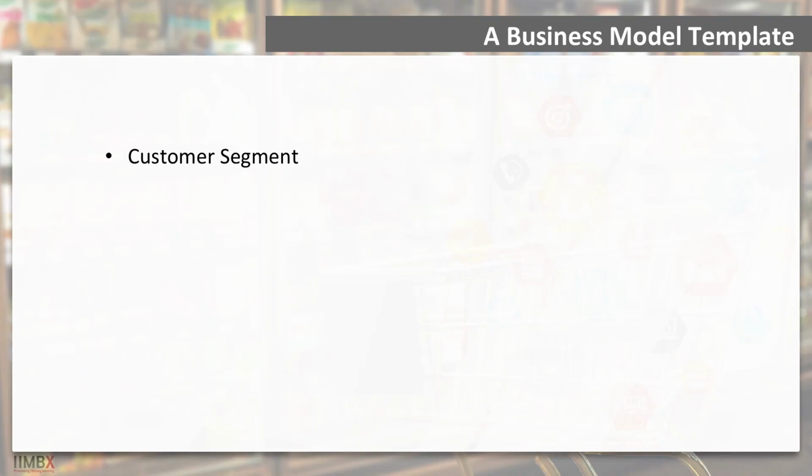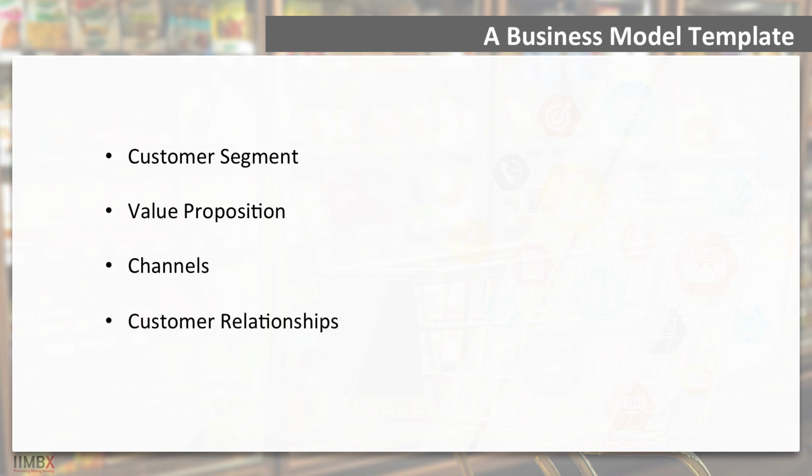Let's talk about the business model and its template in a little detail. A business model template typically has 9 different blocks or constituents. They are the customer segment, that is who is the customer; the value proposition, that is what is value to the customer; and the various channels, that is how to reach the customer both physically as well as emotionally or cognitively.